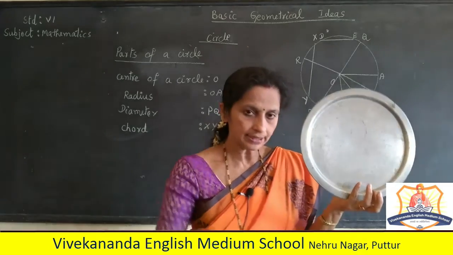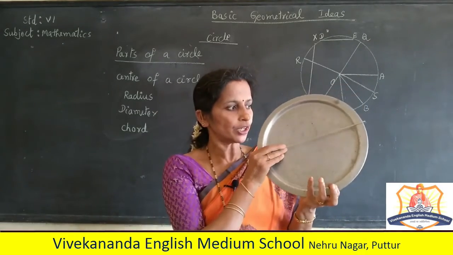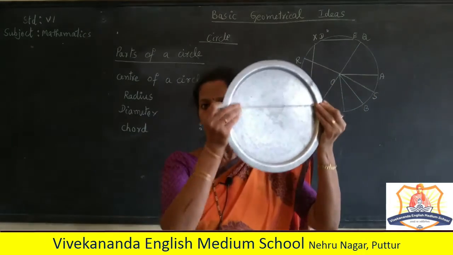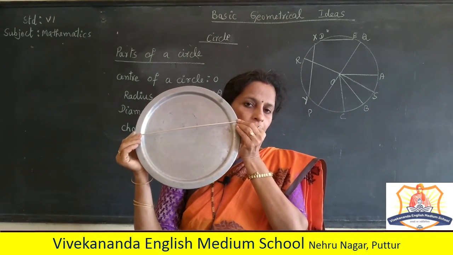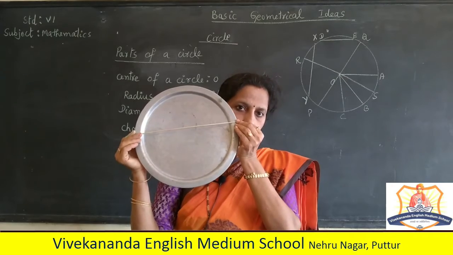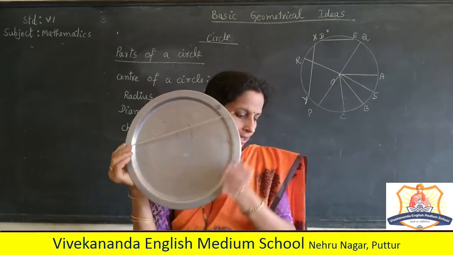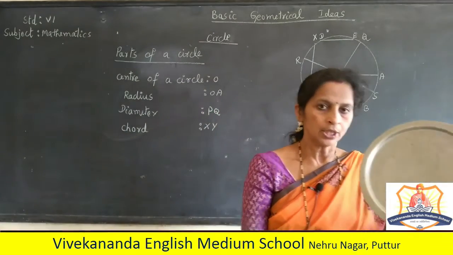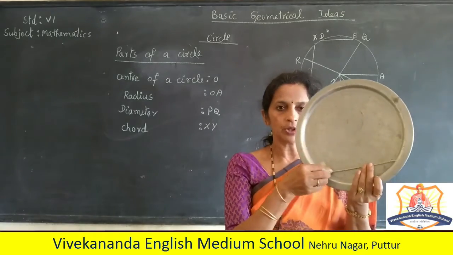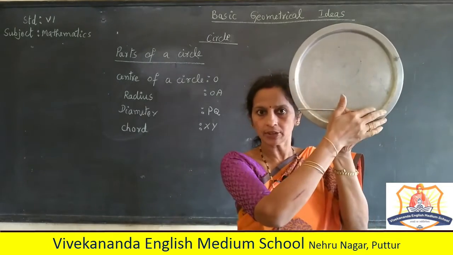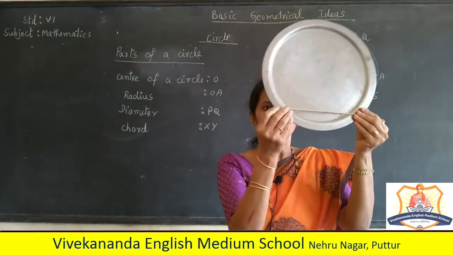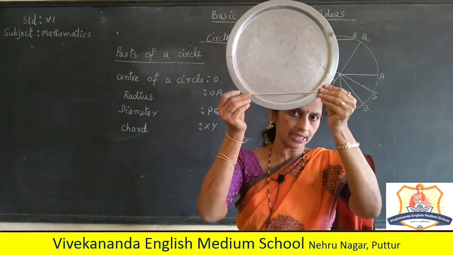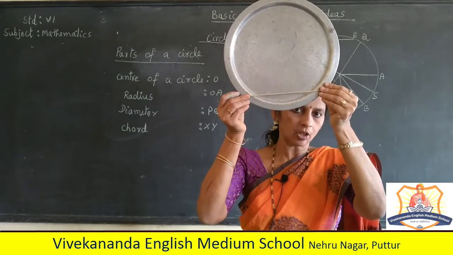Now this is another stick which joins two points on the circle and passes through the center. What do we call this one? Very good. This is the diameter. Now another stick joins two points on the circle. What do we call this stick? Once again, it is a chord.